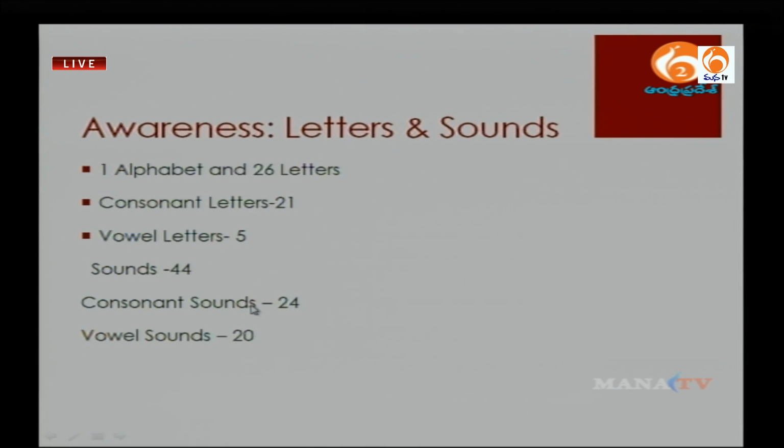These are quite a fundamental list of pointers for us to understand why English is spoken the way it is spoken, and why English is written the way it is written. This can give you a little awareness of letters and sounds. So I would suggest you make a note of it right away. I repeat, it's 26 letters in the English language and 44 sounds. Out of 44 sounds, we have 24 consonant sounds and 20 vowel sounds. Likewise, 21 consonant letters and 5 vowel letters.